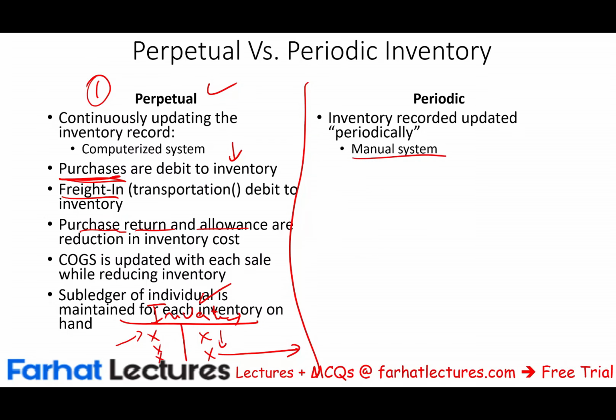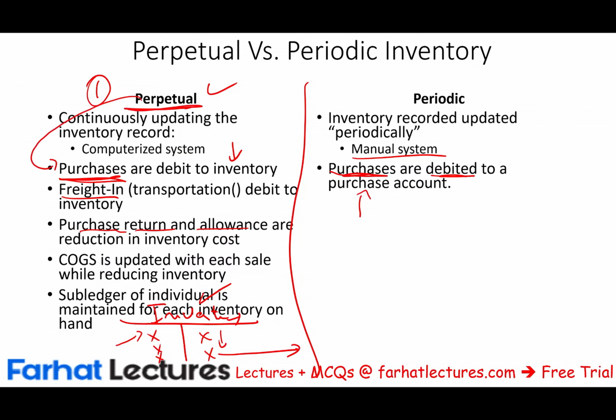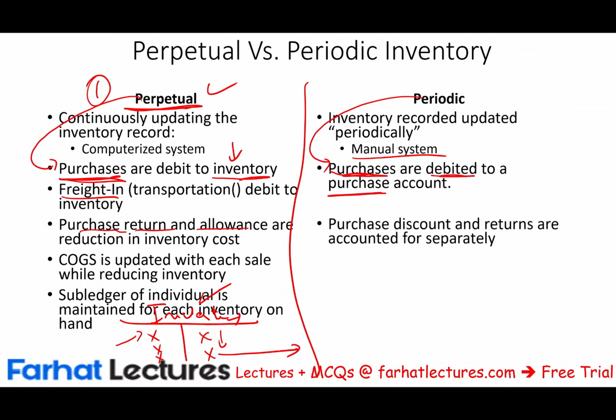So periodic is a manual system. You'll have to go out there and count the inventory. And when you make a purchase, and we're going to see this later on, the purchases are debited to an account called purchases. So notice the difference. Under the perpetual inventory system, when you make a purchase, you debit inventory. Under the periodic system, when you make a purchase, you debit purchases. The purchases account is basically going to be closed out. We're going to see later, but this is where you park your purchases before you transfer them to inventory.